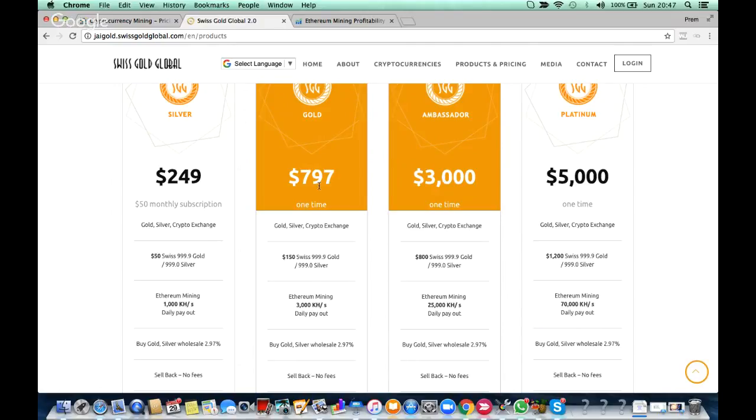So $145 is set aside as commissions. $150 is gold and silver. That alone is $300. And then you've got some mining power in Ethereum here. That might be worth about $50. Add those three together, you're looking at about $350 gone in there already.